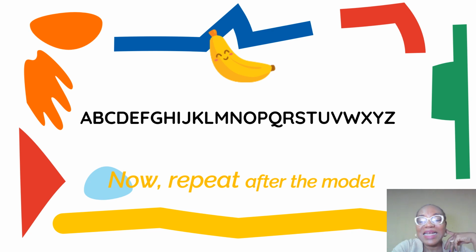Next one is n. This time you move the tip of your tongue to the back of your top teeth and you press on it, so the air is coming out of your nose in this case. Next sound is o. Your mouth has to be rounded like an oval shape when you're saying this sound. Next one is p.